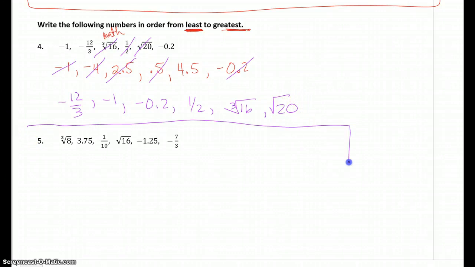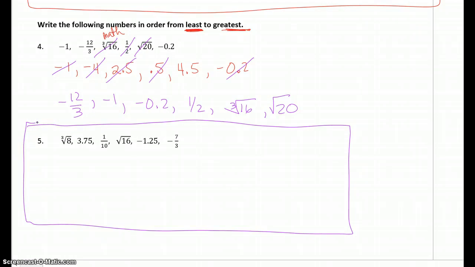Pause the video or stop the video, and you are responsible for number 5. So tomorrow when you come in, you should have 3 and 5 completed on your own.